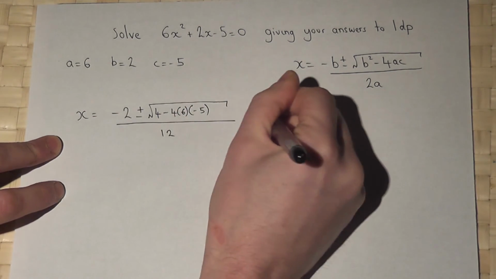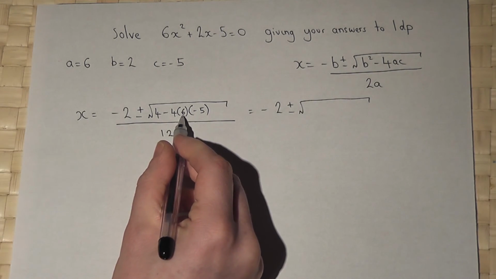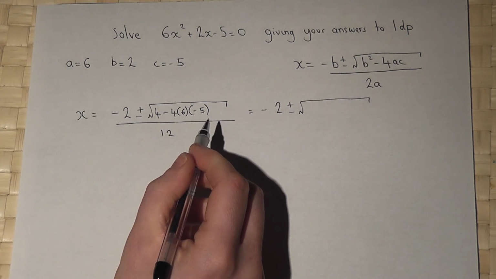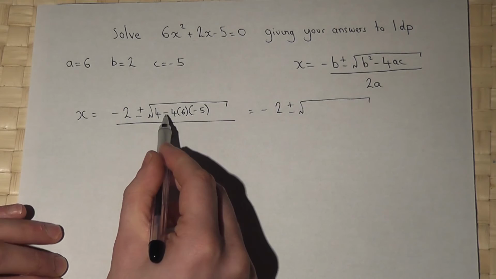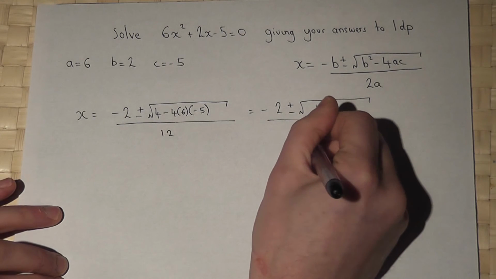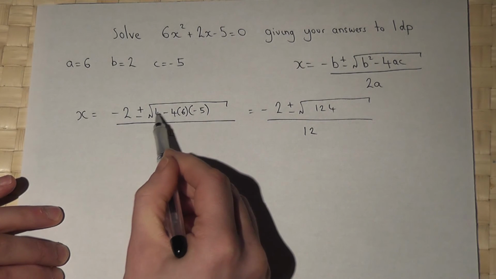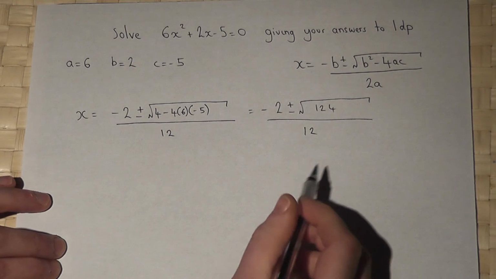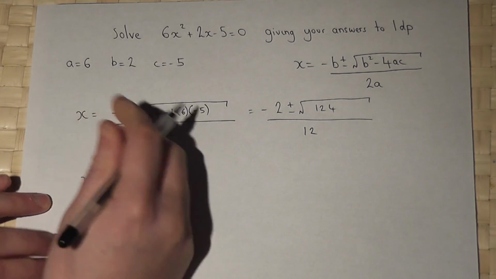12. So 4 times 6 is 24, times by 5 is 120. There are two minuses, so 4 plus 120 goes to 124, all divided by 12. So again, there are two negatives, so it becomes 4 plus 120 because the two negatives cancel out. So to find x, we have to work out this here with a plus and a minus.